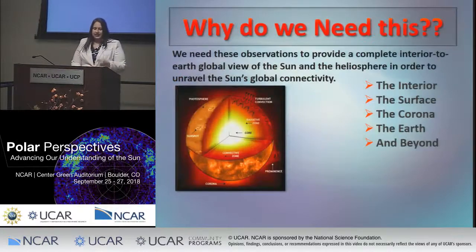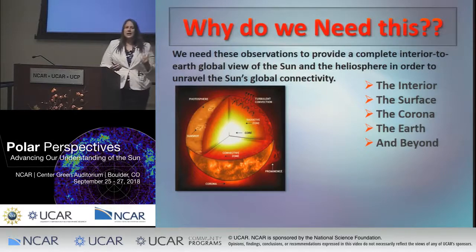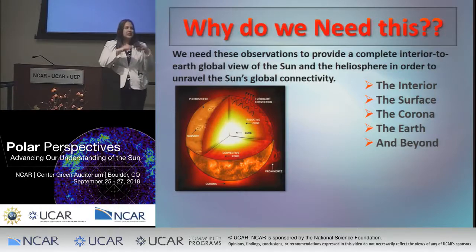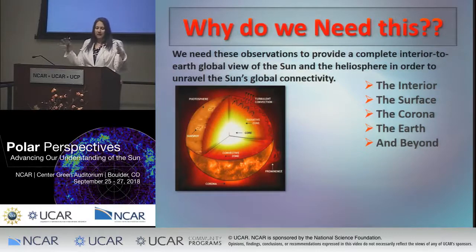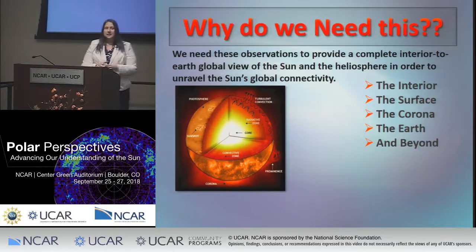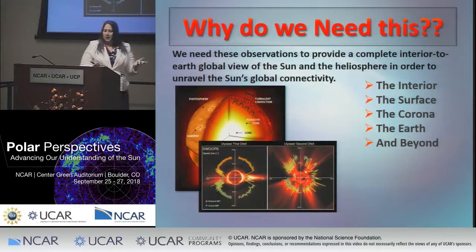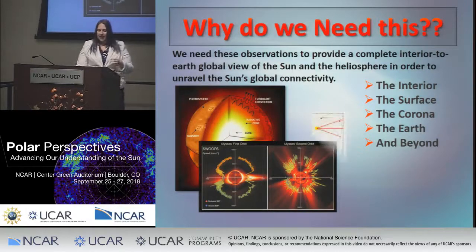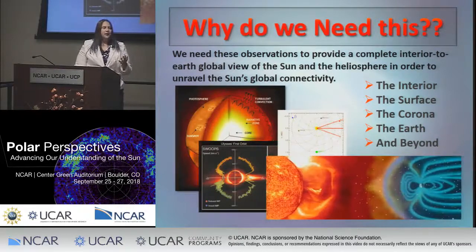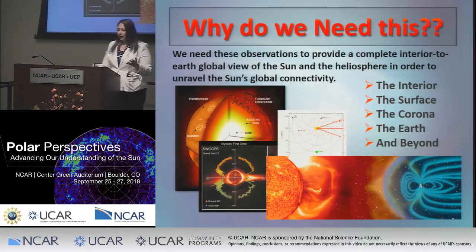So why do we need this? I was thinking about this, and to me personally, the reason we really need this is because these observations are going to give us an opportunity, for the first time, to have a complete interior to Earth global view of the sun in order to unravel all the sun's global connectivity. How does the magnetic field in the interior connect to the surface and then spread out into the solar wind? How does that then connect to the Parker spiral? And then how does that connect to us here at Earth and beyond?